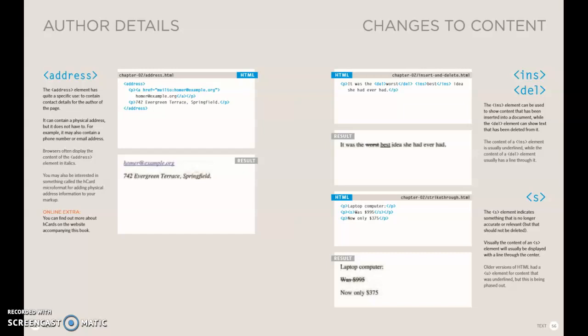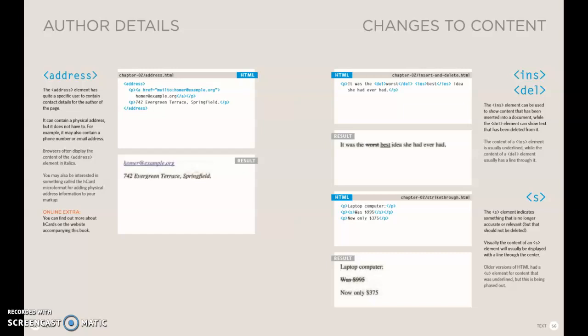Changes to content: the INS element is used to show content that has been inserted into a document. It'll typically be shown with an underline underneath it. And the DEL element will show text that has been deleted from it, which will have a line drawn through the word. The S element indicates something that is no longer accurate or relevant, but that should not be deleted. Visually, the content of an S element will be displayed with a line through the center. So where laptop computer was $995, now it's $375.